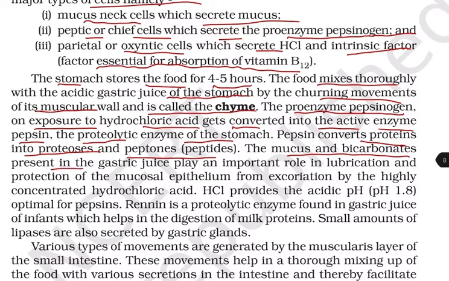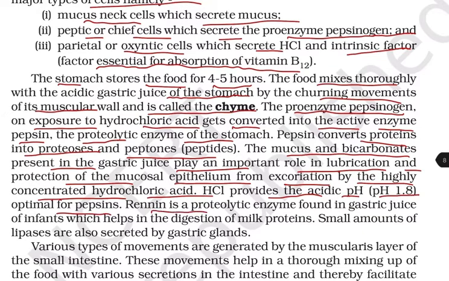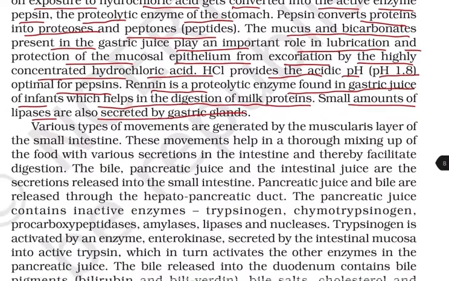The mucus and the bicarbonate present in the gastric juice play an important role in lubrication and protection of the mucosal epithelium from excoriation by the highly concentrated hydrochloric acid. HCl provides the acidic pH, that is pH 1.8, optimal for pepsin. Renin is a proteolytic enzyme found in the gastric juice of infants which helps in the digestion of milk proteins. A small amount of lipases is also secreted by the gastric glands.